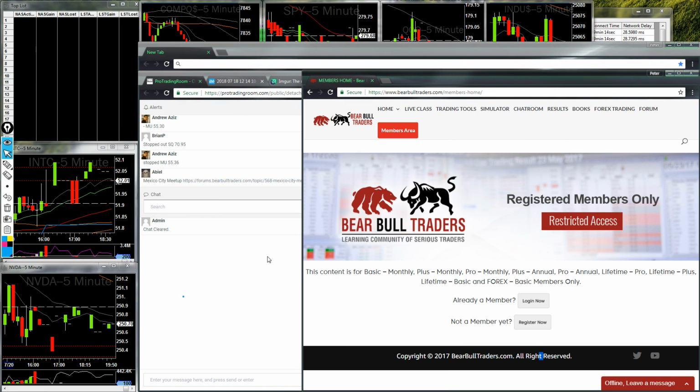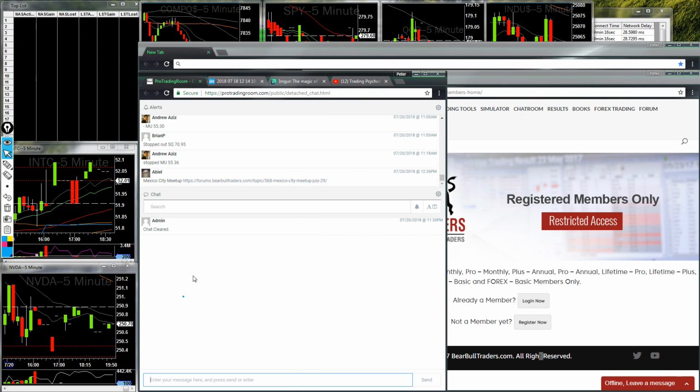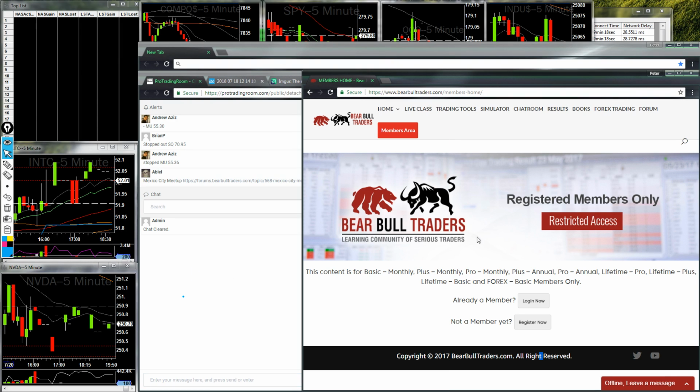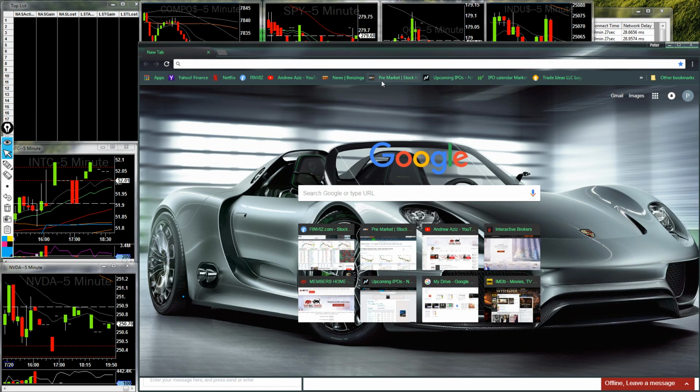So this is where I keep the Bearable Traders chat room. I separate the chat window from this, which is normally Andrew's trading platform that I see with what he shows us, including all of his scanners. So that goes in here. Back here I have the news.